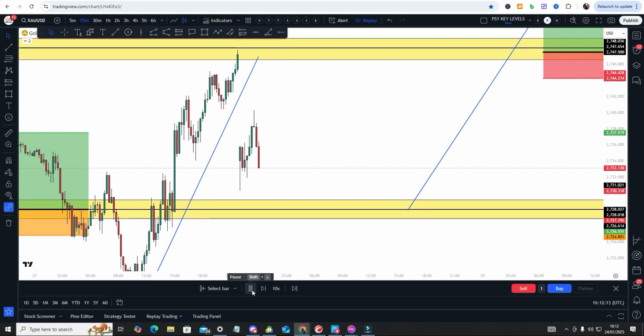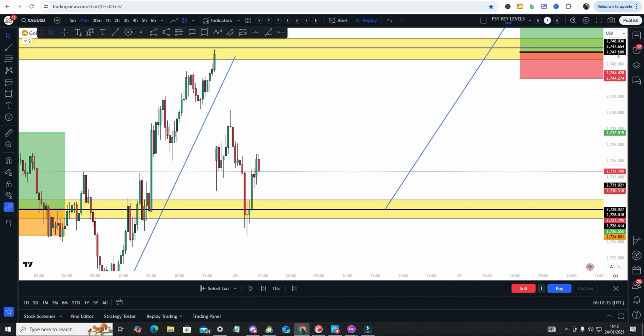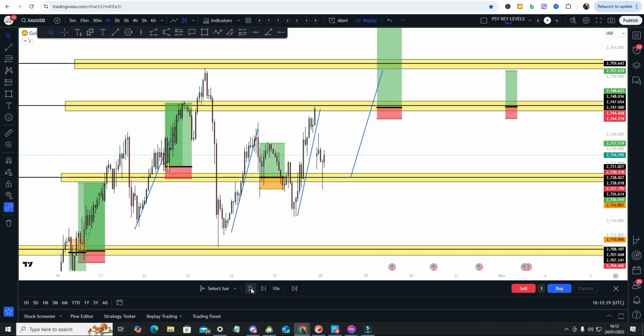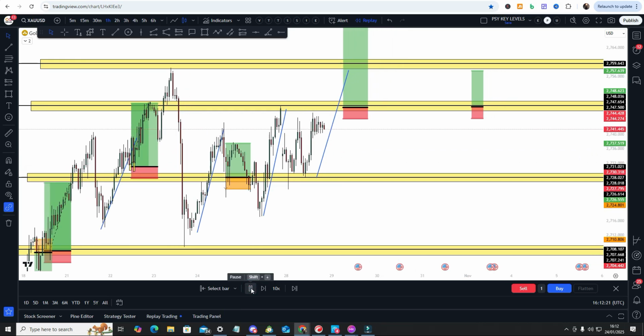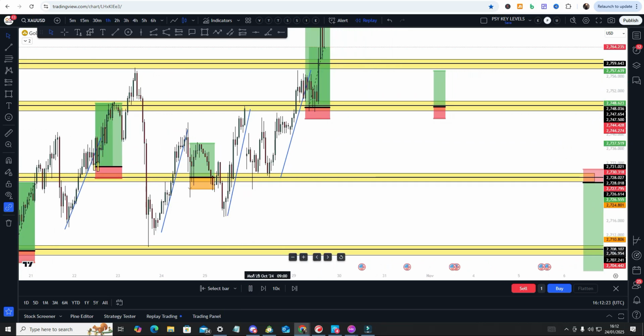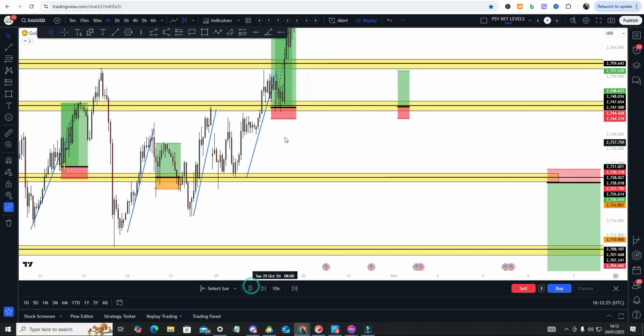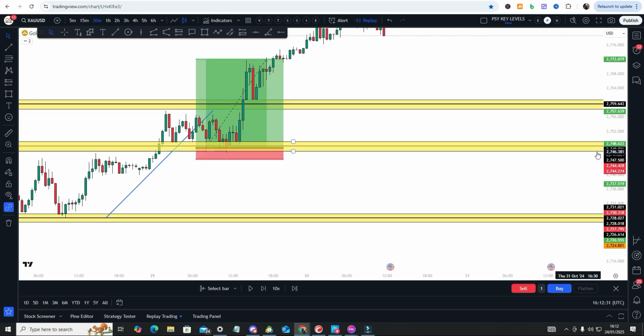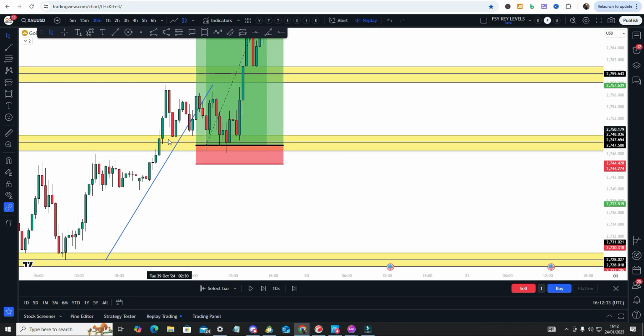Now we are going to see the next, let's move this faster actually. Okay, here there were no entries. Why? It's just ranging, waiting for a breakout. Sharp breakout, price comes back down again. I don't need to put emphasis on what a breakout is. You should know by now.